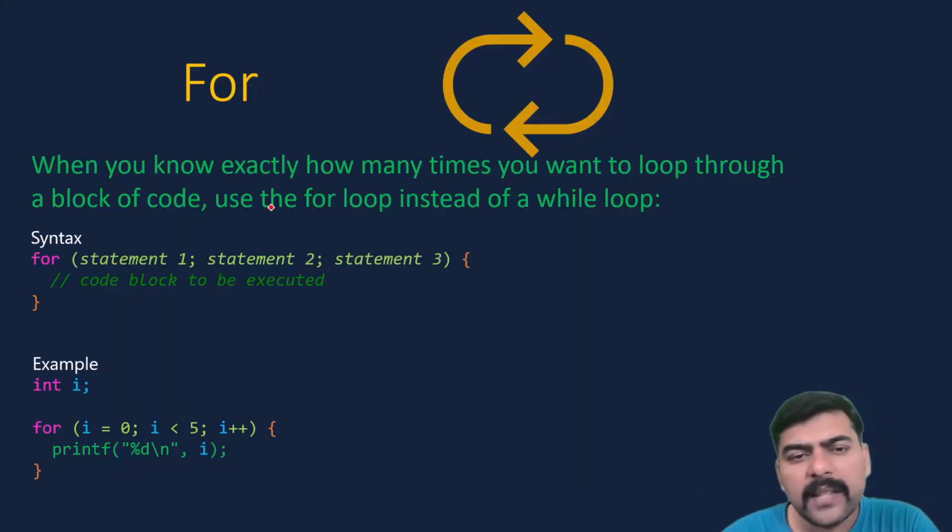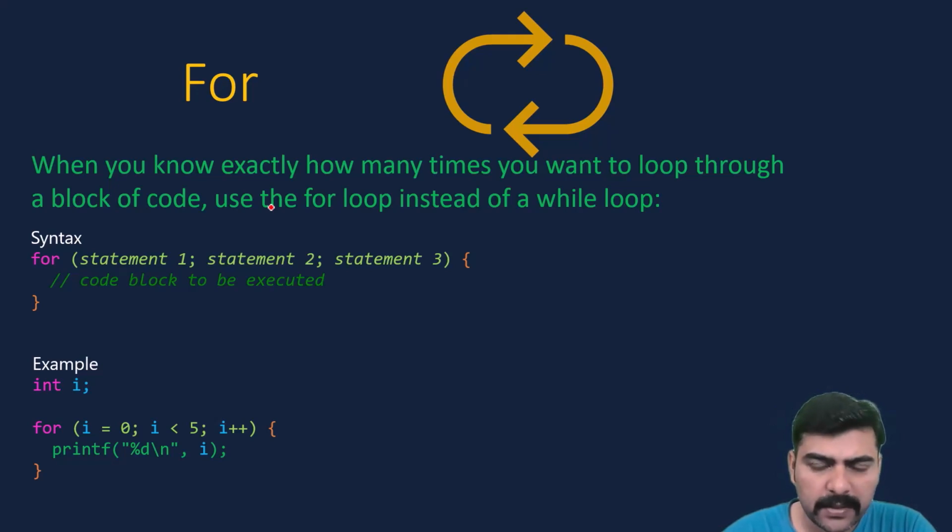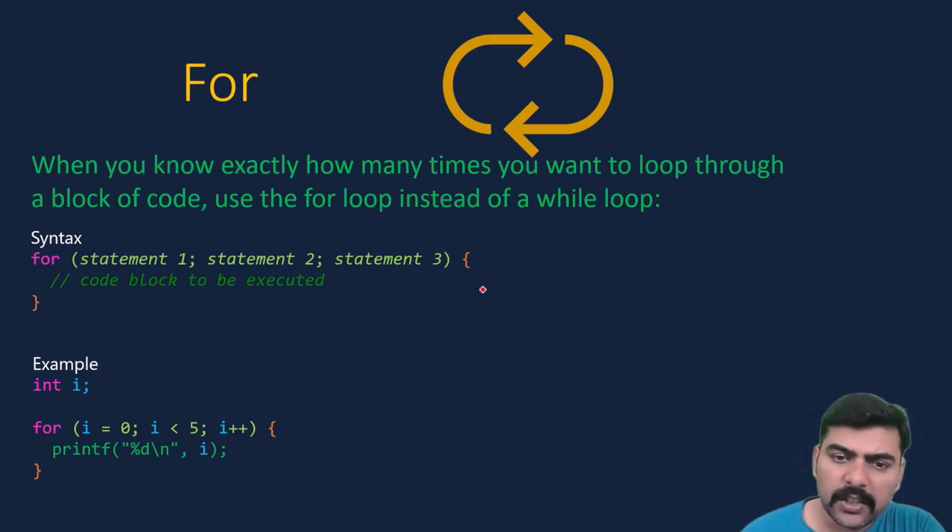When you know exactly how many times you want to execute the loop, right? In such type of scenario, use for loop. If you are very much clear with your limitations, for example, I want to print 1 to 10 number. It is fixed. Then go for loop.